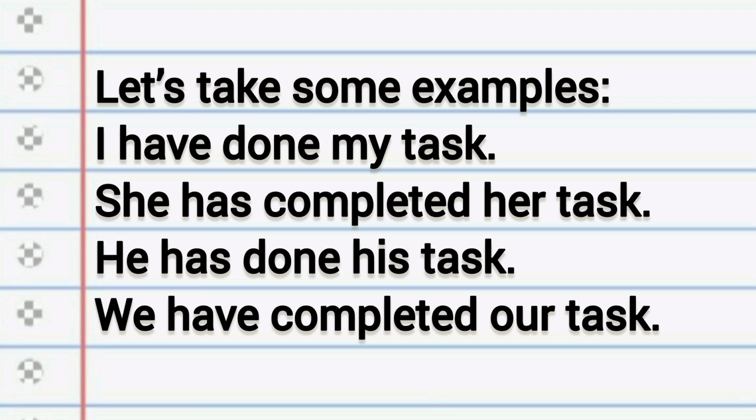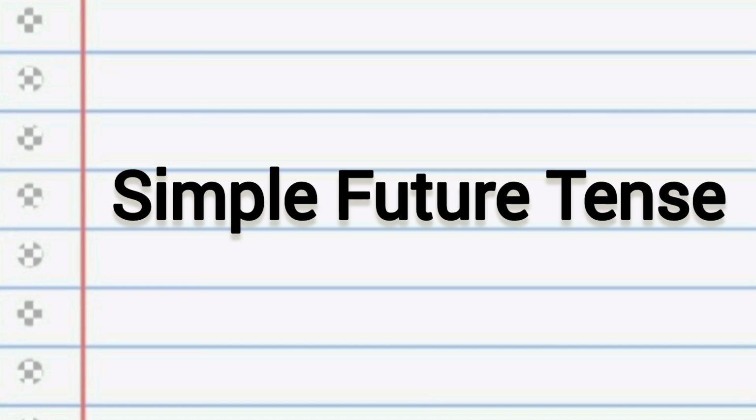Now let's move on to the fifth and the last tense, the simple future tense. The simple future tense is also quite simple. We use it to talk about actions that will happen in the future. Let's take a look at the formula.